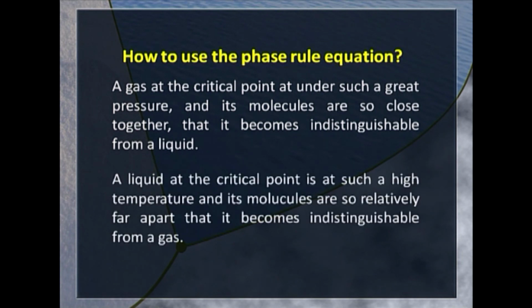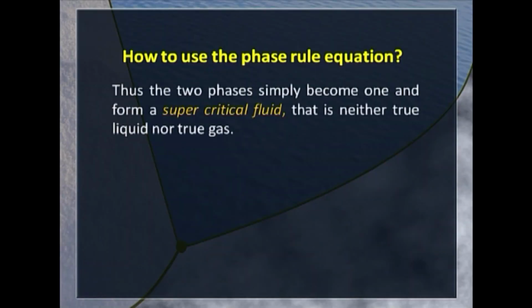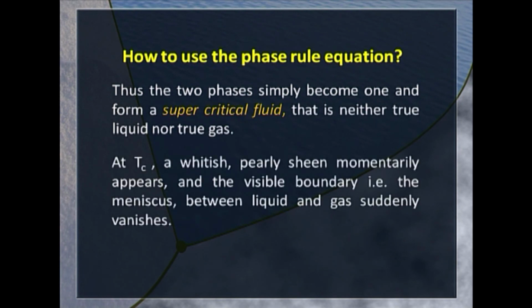Similarly, a liquid at the critical point is at such a high temperature that its molecules are relatively so far apart that it becomes indistinguishable from a gas. That is what we want to say. Gas and liquid become indistinguishable. The two phases simply become one and form a supercritical fluid that is neither true liquid nor true gas.